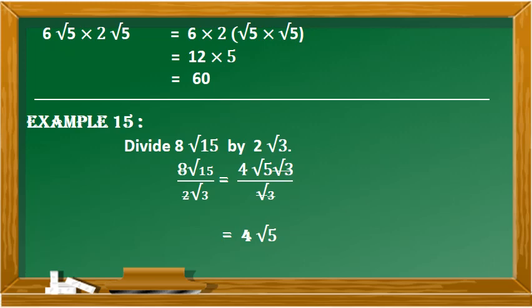The 15th example is to divide 8 root 15 by 2 root 3. Now show it in the division form: 8 root 15 by 2 root 3. You cannot cancel what is inside the square root, but you can cancel these two numbers, that is 8 divided by 2. It gives you 4 into, this root 15 can be written as root 5 into root 3, by root 3. Now you can cancel root 3 and root 3, and then you get the solution as 4 root 5.